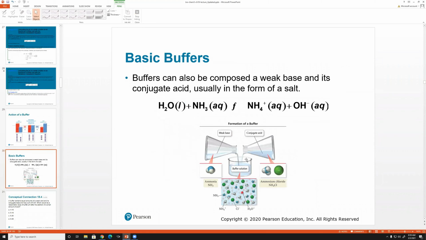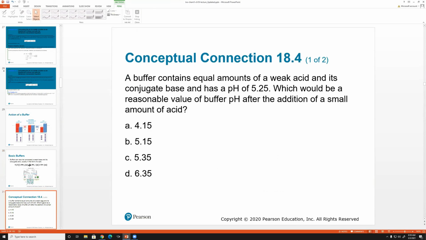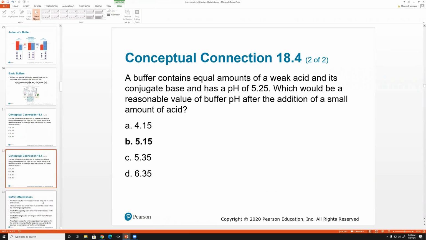That's what a buffer does. Basic buffers. Now you can have buffers that also consist of weak bases and their conjugate acid. And remember this weird looking F, that just means an equilibrium. Should be double arrow. And they work the same exact way.